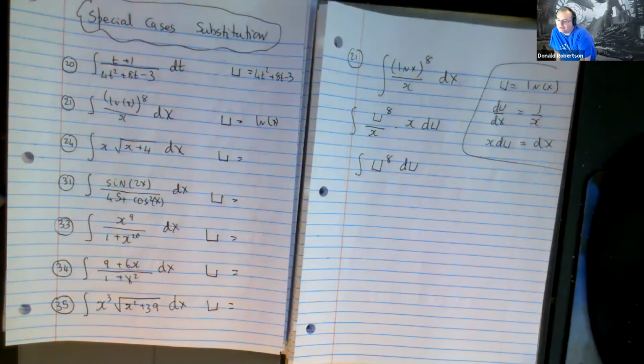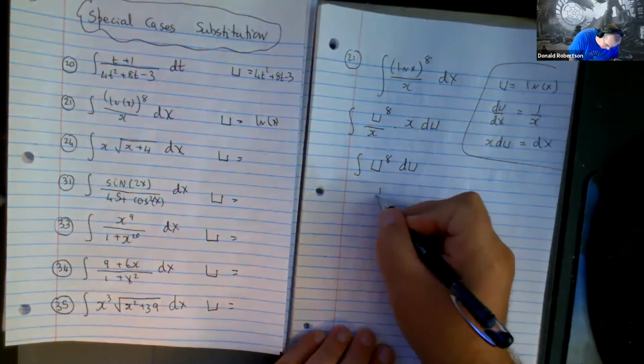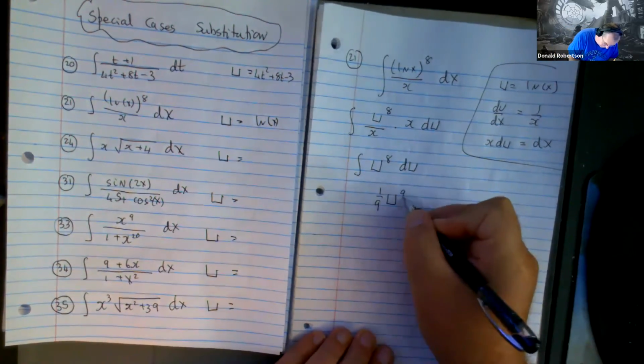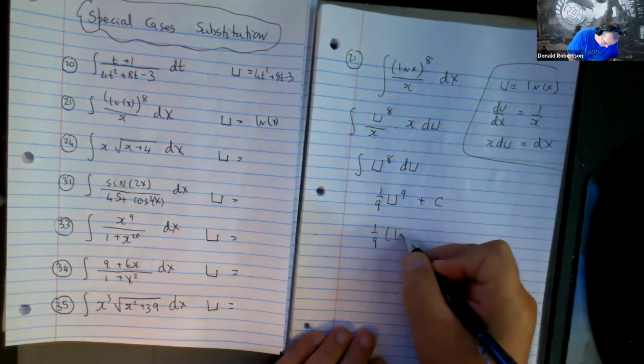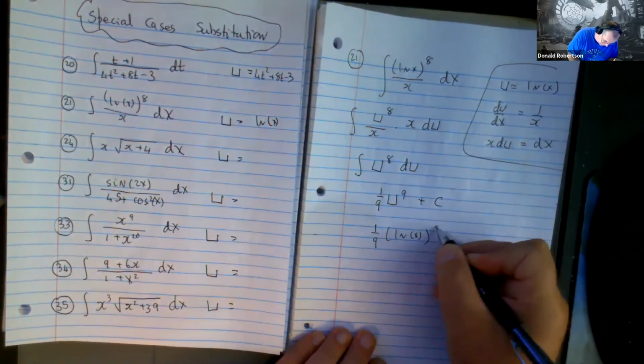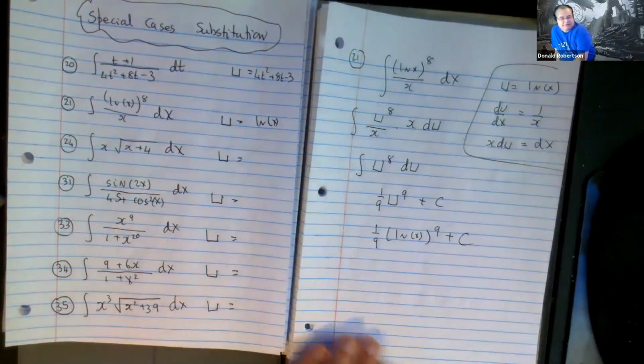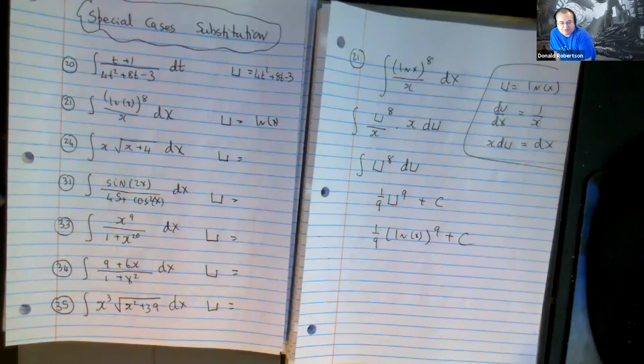See by the third line, everything looks good. Add 1 to the power, divide by the new power, and then convert back to the x's. That is the end of that. Not as bad as you thought it might have been when you looked at it at the beginning.